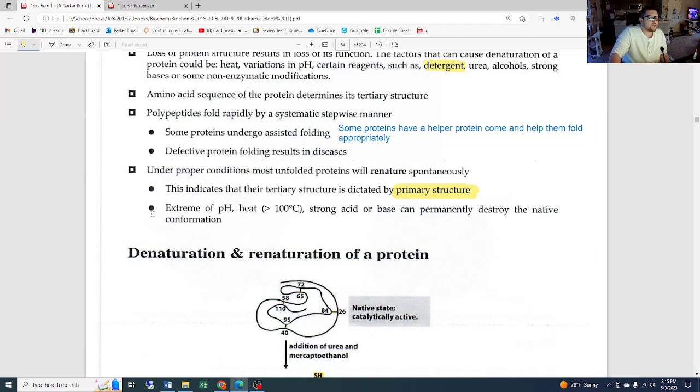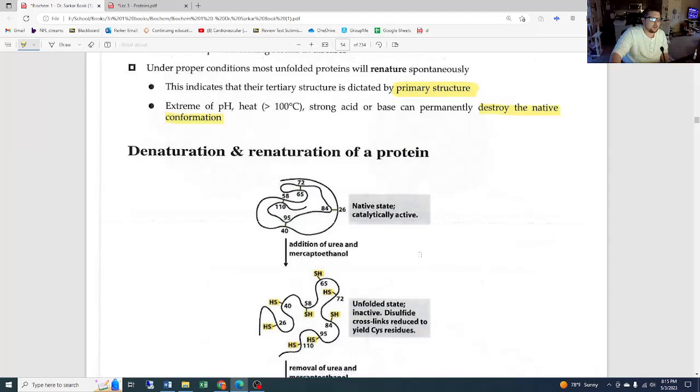If you have an extreme of pH, heat, strong acid, or base, you can permanently destroy the native conformation. This is how a lot of disinfectants work. You're literally taking something like bleach, for example, or alcohol. Alcohol and bleach are strong acid and base. Over time they will permanently destroy the normal conformation of bacteria and microorganisms because it destroys their proteins.